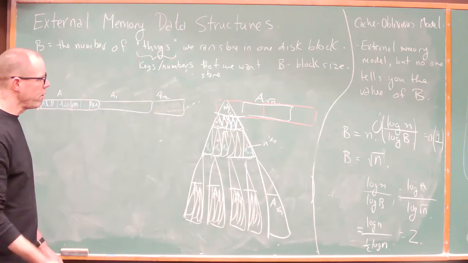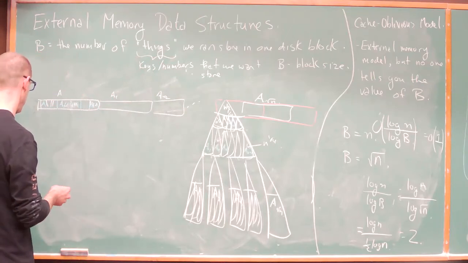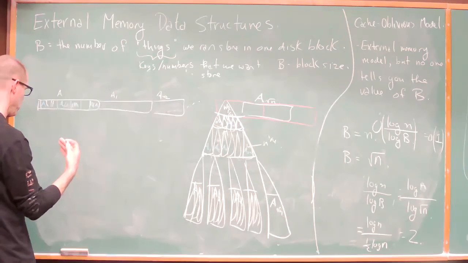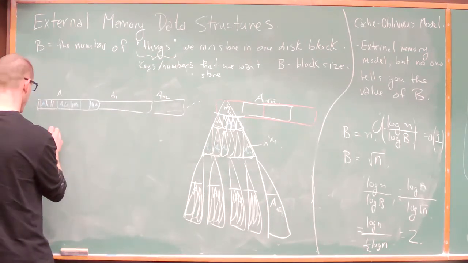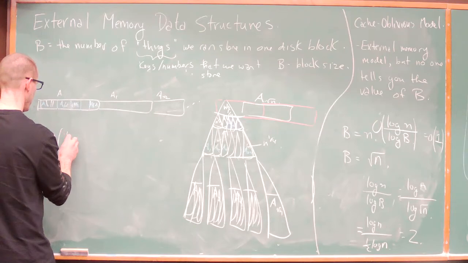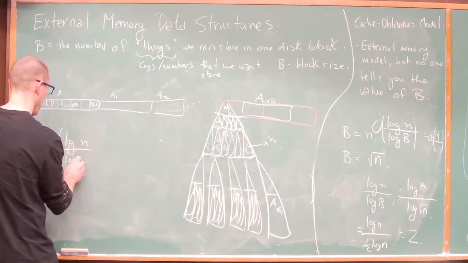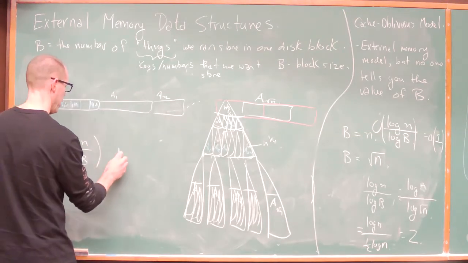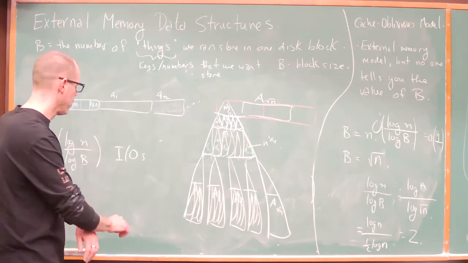Yeah, so the claim is that for any value of B between 1 and N, searching in this particular tree will take O of log N over log B IOs.